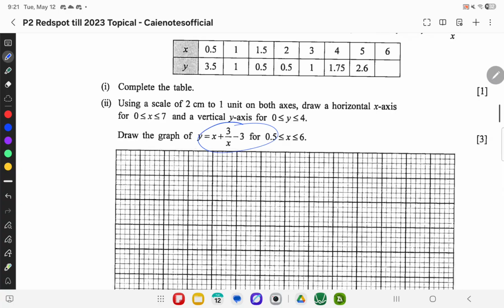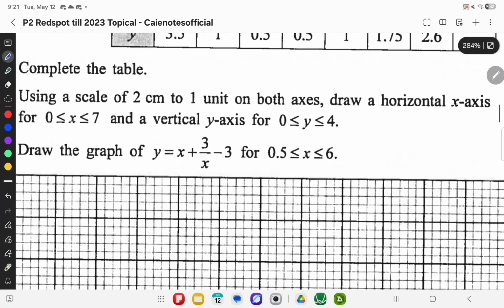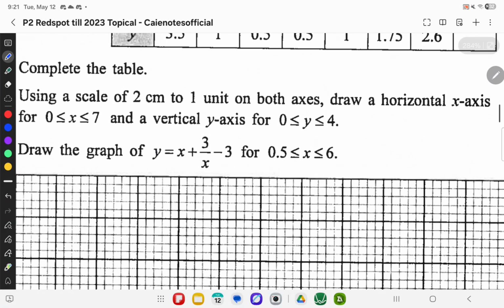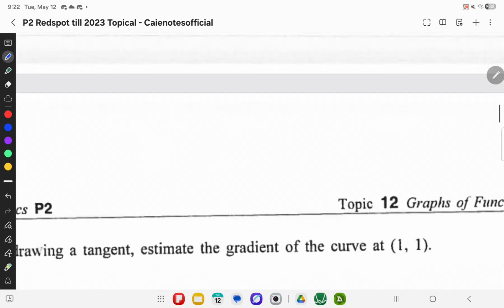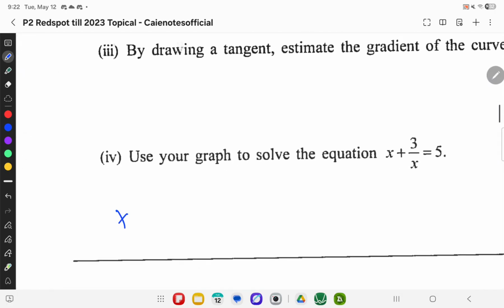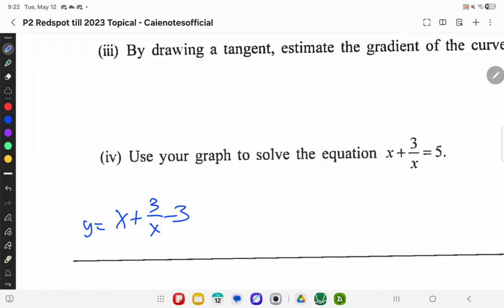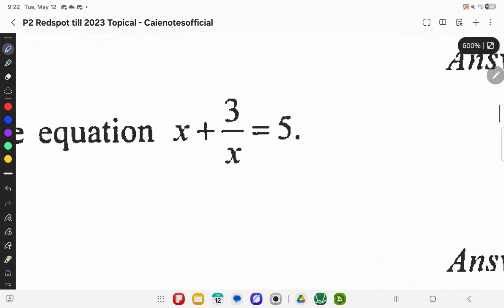So use a graph to solve this. Okay, this is another question. So here we have y is equal to x plus 3 over x minus 3. We know this. We want to solve this. What is the problem? We do not have this on the left hand side of the equation. We do not have the value on the curve that we have plotted. So what do we do? We fix that by giving us our curve back.